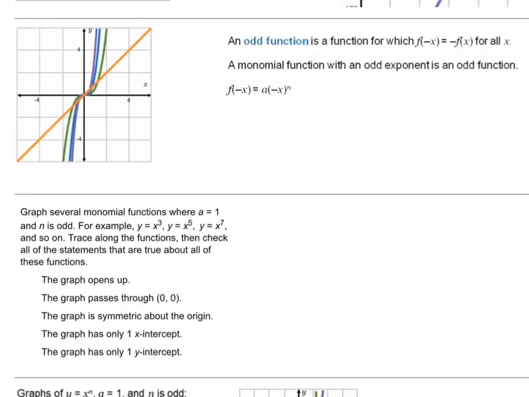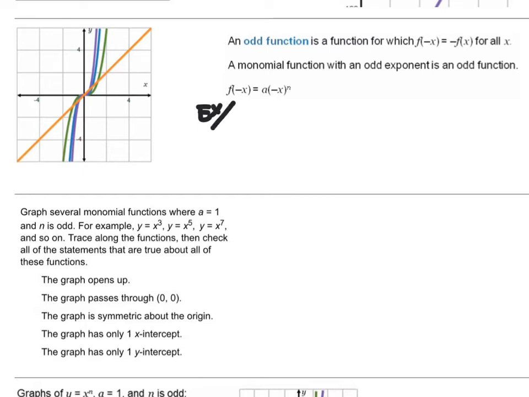All right, so we've been talking about even functions. Now let's talk about what it means to have an odd function. An odd function is a function for which f of negative x is equal to negative f of x for all x. Makes sense, right? I'm kidding, it doesn't. A monomial function with an odd exponent is an odd function. So if you have x cubed, what that means is that if you have a monomial with an odd exponent, then you can just call the function odd.